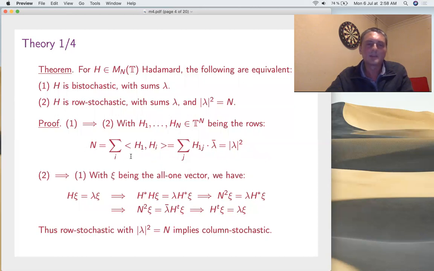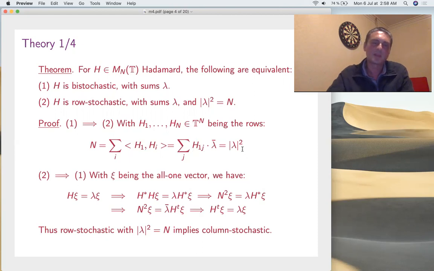So you take these scalar products, H1, the first row, with all the other rows. Of course, only H1 scalar H1 matters, and this gives you n. The rest of the scalar products are 0. So this is n. And now if you expand all this, you get a sum over i, j, you sum over j, and here you get lambda bar, and here you get lambda, so you get lambda squared.